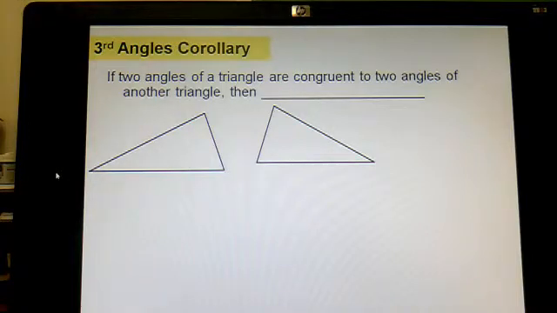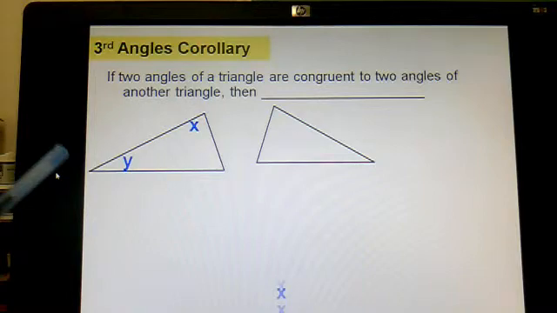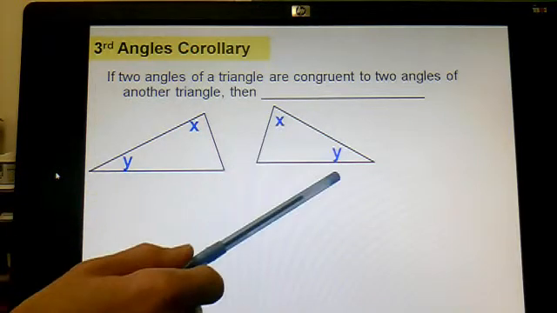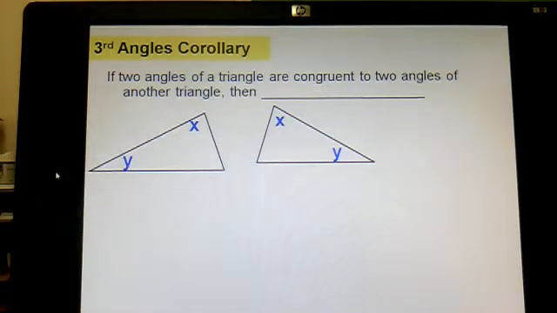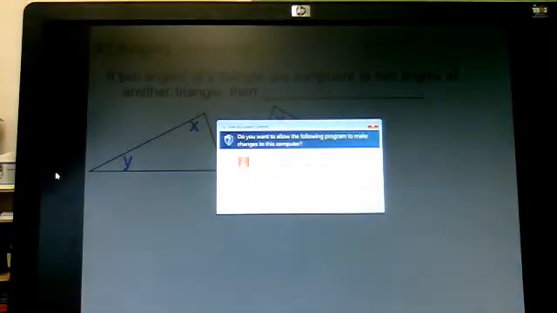So this little corollary, again, it's like a mini theorem, says, and it's a pretty obvious one, that if two angles of a triangle, in other words, if I have x and y on this triangle, are congruent to two angles in another triangle. So these are x and y, and these are also x and y. There's something you can conclude about, as it says here, the third angles.